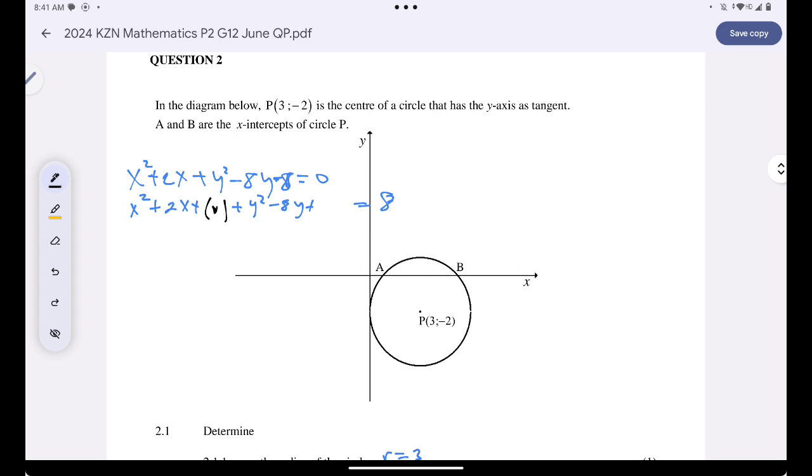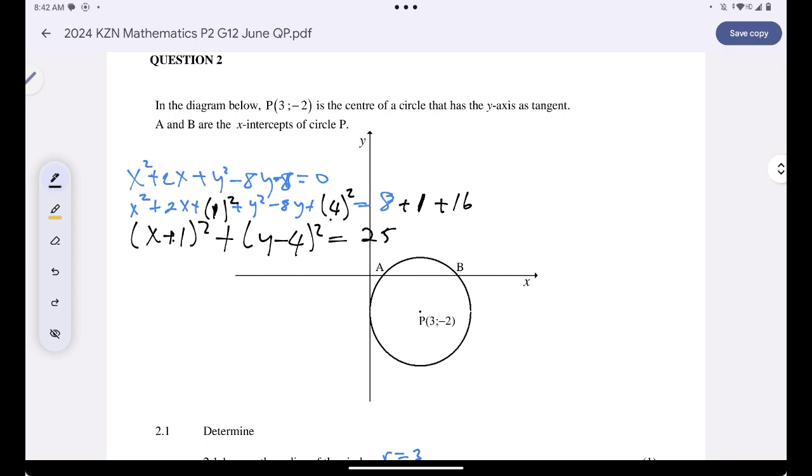2 multiplied by half, I'll get 1. Then I'll square it, né? Whatever I add this side, I must add on the other side. I'm adding 1, I must add 1 on the other side, né? And then when I take 8 and multiply by half, I'll get 4. 4 squared is 16. So that means I have (x plus 1) squared, (y minus 4) squared is equal to 25.